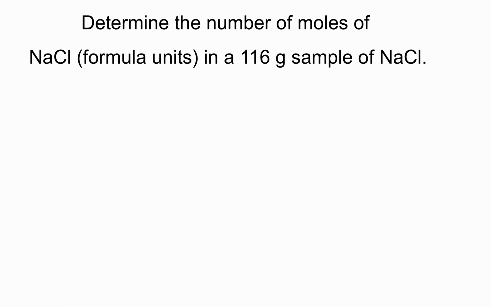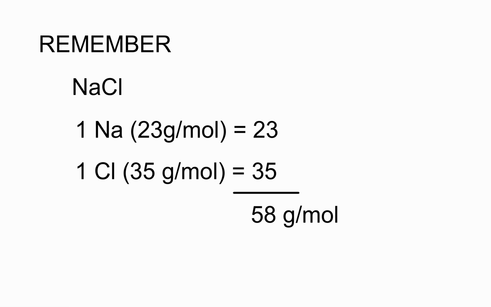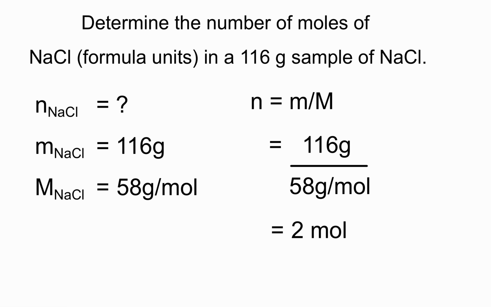Here's an example. If we were to determine the number of moles of sodium chloride in a 116 gram sample of sodium chloride, keeping in mind we have already figured out the molar mass, and that was 58 grams per mole. So if we were to go ahead and write down what we know and substitute into the equation, we determined that we had 2 moles of sodium chloride.